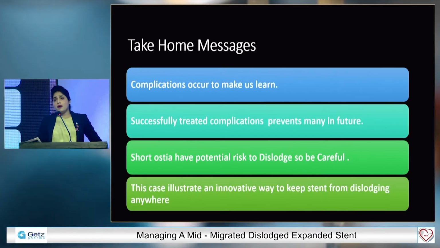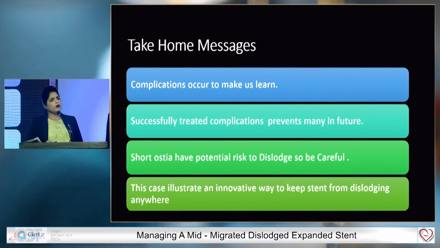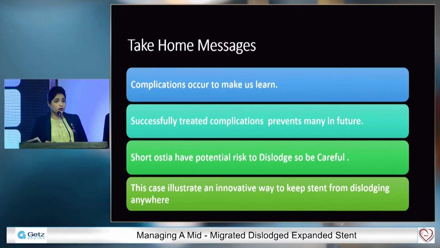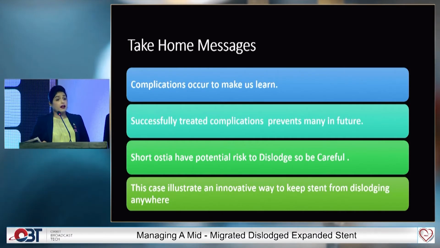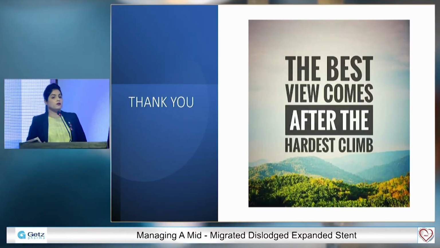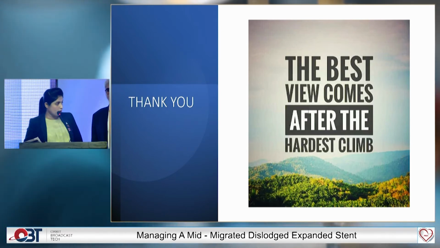So the take-home message from this case is that complications make us learn. They have to happen, and by successfully treating complications we can learn and prevent many in the future. We all know that short FCRs are at risk of dislodging the stent, so one has to be very careful while doing these cases. This case illustrates an innovative technique for a dislodged stent. The best view has to come after the hardest climb. Thank you very much, everyone.